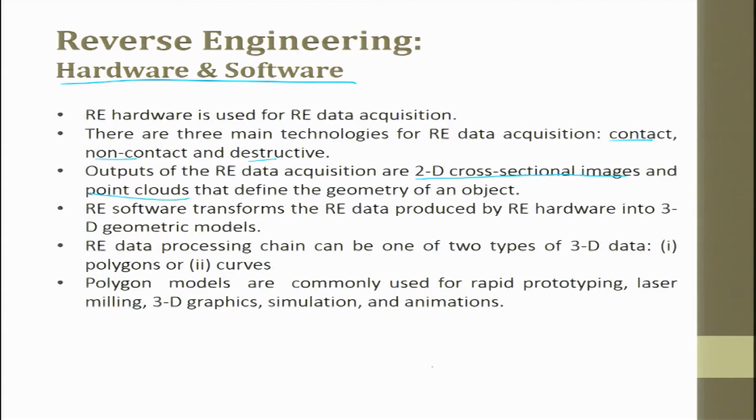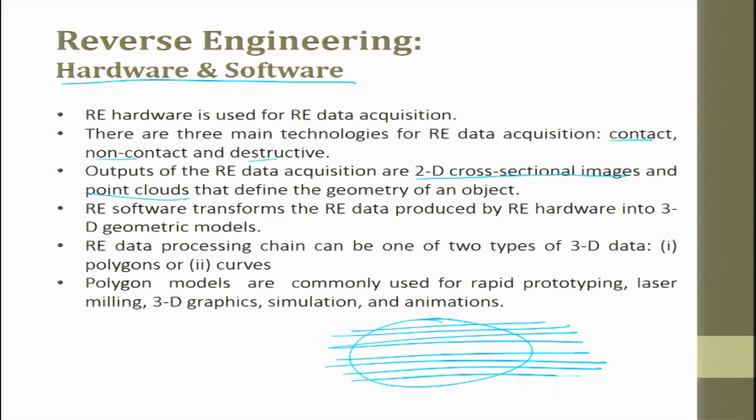2D cross-sectional image means, let us assume you have an object and you slice the object. Now what you have is layers of information. Every layer of information, when you cross-section it and look at it the other way around, gives you 2D information. For example, this slice information I try to view like this. So, here is the data which is there in this particular slice. So, the 2D cross-section image and point cloud define the geometry of any point.